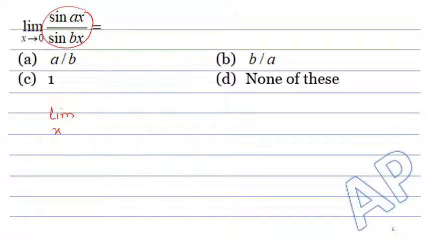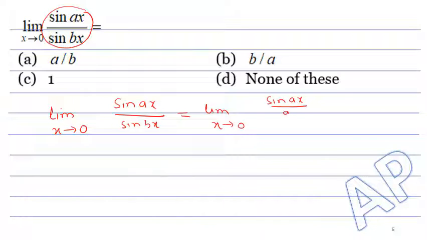Let me consider limit as x approaches 0 of sin ax by sin bx. I will multiply the numerator by ax and divide by ax, that is, limit as x approaches 0 of sin ax, I will divide by ax and multiply by ax. Similarly, the denominator is divided by bx and multiplied by bx. Now x and x are eliminated. Now you can observe that the terms inside the bracket will be 1.